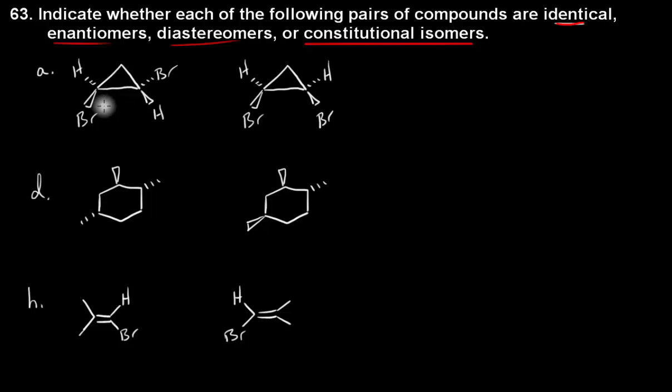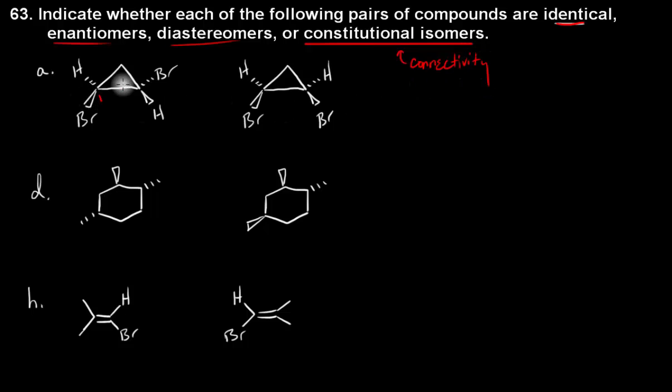First off, let's see if these guys are constitutional isomers or identical. Those are pretty easy to tell right away. For constitutional isomers, you need to remember that this is talking about connectivity. If the molecular formula is the same but the atoms are attached in different positions, that's when you have different constitutional isomers. So connectivity is the big issue here, and we can check that really easily.